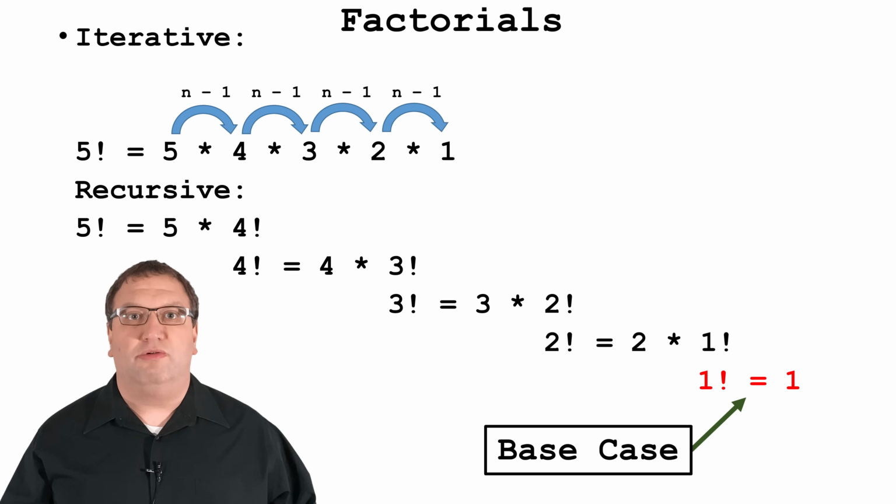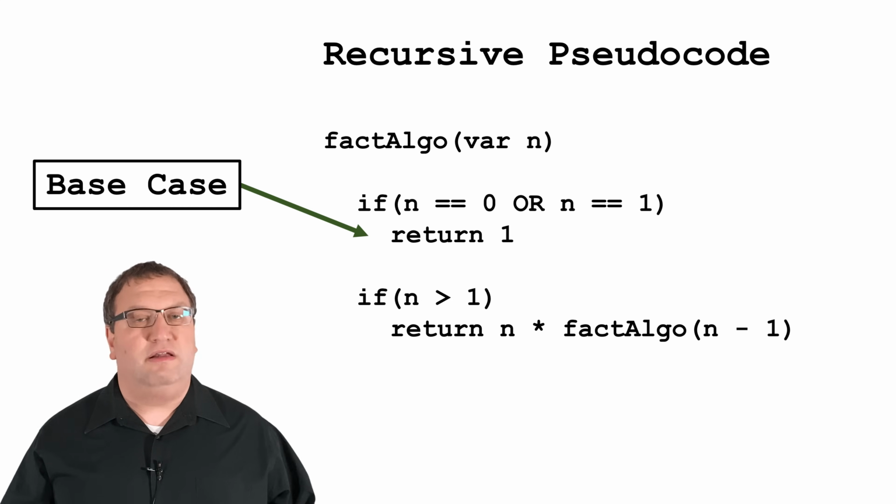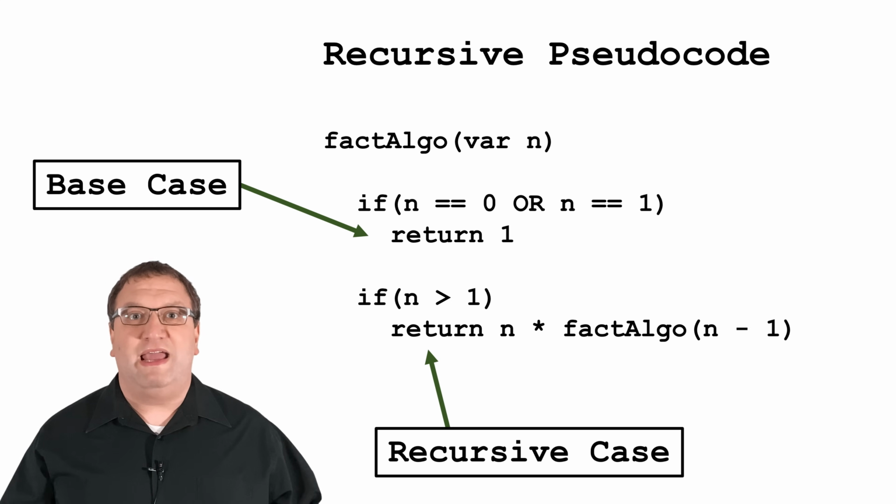Let's write this out in pseudocode. I've got the method factalgo that takes in a parameter n. If n is 0 or 1, then we hit the base case and just return 1. If n is greater than 1, we multiply n times the factorial of n minus 1. We calculate the factorial of n minus 1 by calling factalgo again.